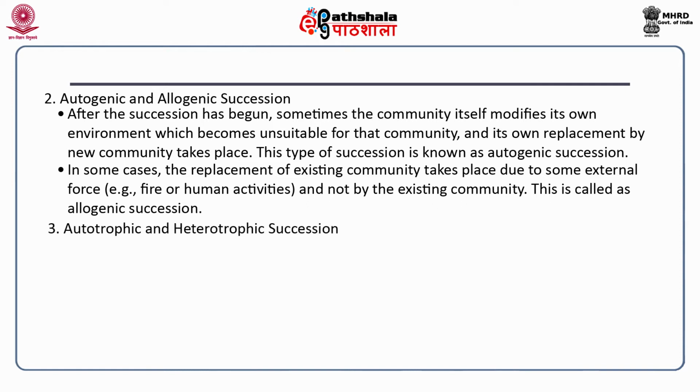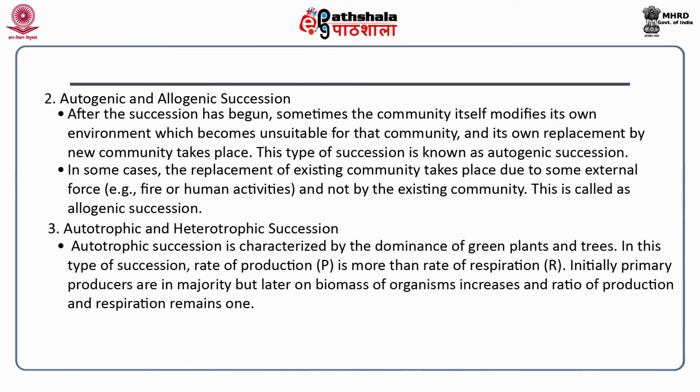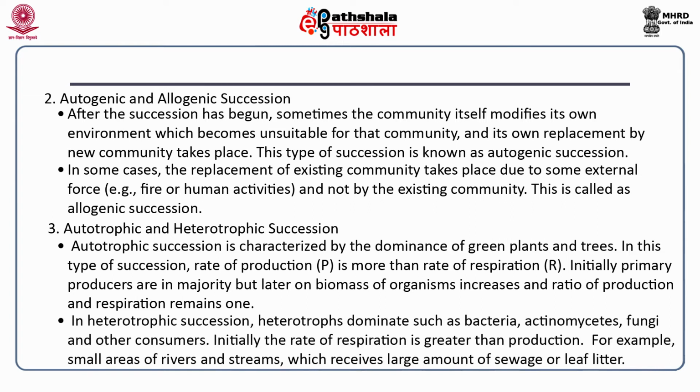Autotrophic and heterotrophic succession. Autotrophic succession is characterized by the dominance of green plants and trees. In autotrophic succession, the rate of production is more than the rate of respiration. Initially, primary producers are in the majority, but later on the biomass of organisms increases and the ratio of production and respiration remains the same. In heterotrophic succession, heterotrophs dominate, such as bacteria, actinomycetes, fungi and other consumers. Initially, the rate of respiration is greater than the rate of production. For example, small areas of rivers and streams which receive a large amount of sewage or leaf litter.